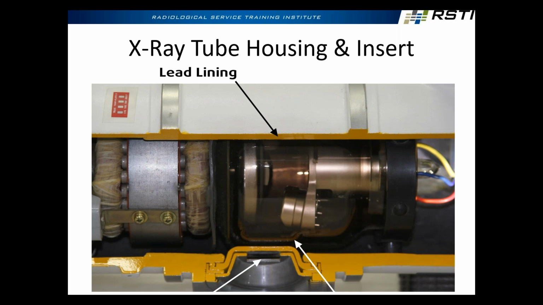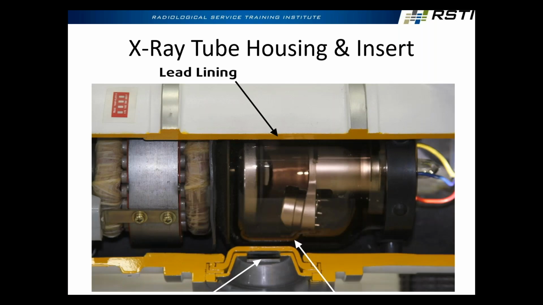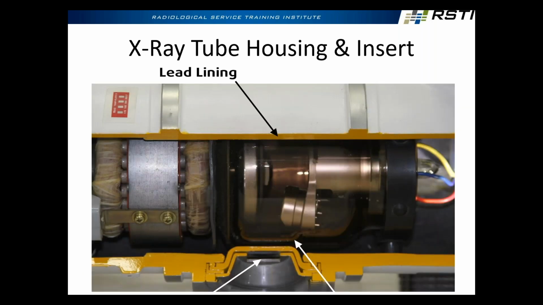Now this one is not the same insert that we were just looking at, but you can see the stator windings down there, the anode, the cathode. One thing you may note in looking at these is that one has a cathode on the right, the other has a cathode on the left. Or another way to put that is this one has the anode on the right, this one has the anode on the left. There are right-handed and left-handed tubes. And when they say that, they're referring to which side of the tube the anode is on. Okay.